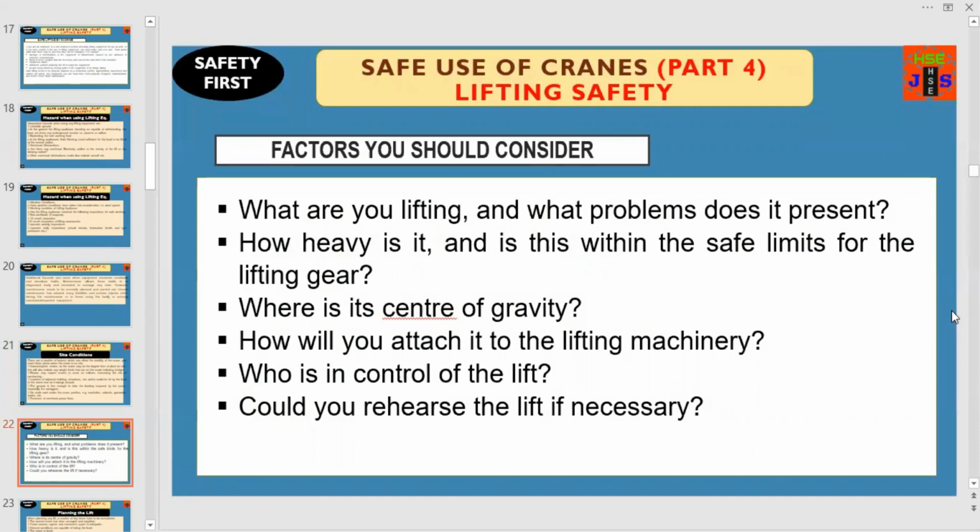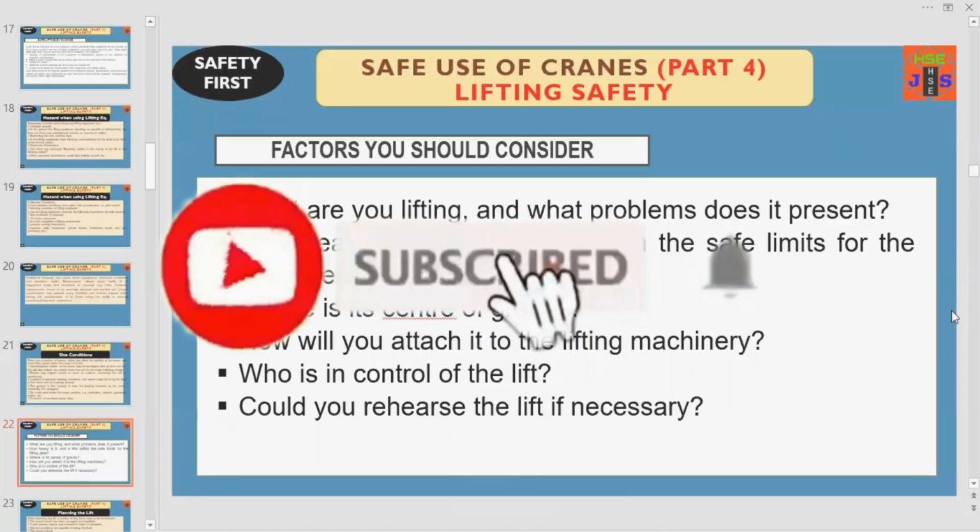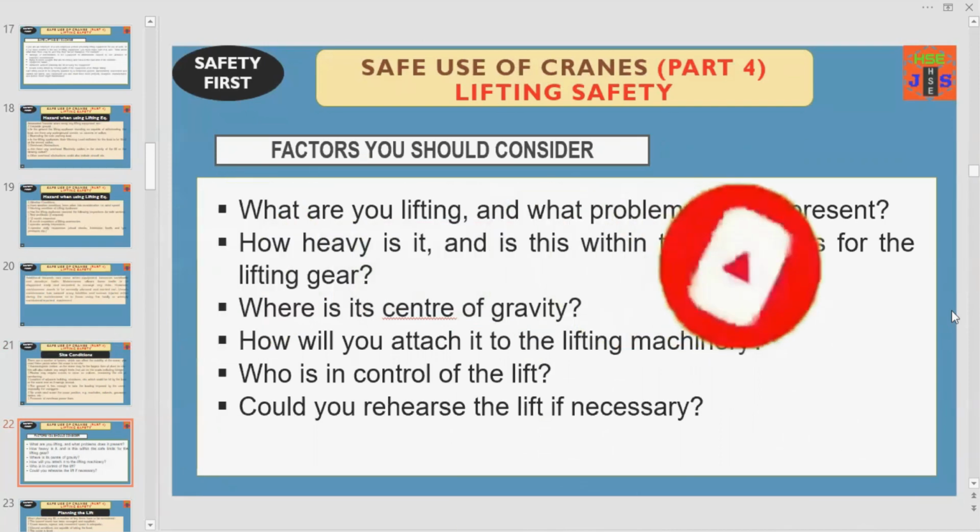As lifting staff, as a lifting appointed person or a supervisor, you have to consider what you are lifting and what problems it presents. How heavy is it? Is this within the safe limits for the lifting gear? Where is its center of gravity? How will you attach it to the lifting machinery? Who is in control of the lift? Could you rehearse the lift if necessary?